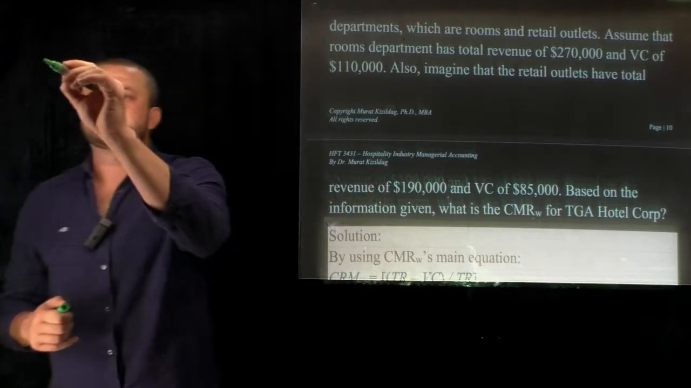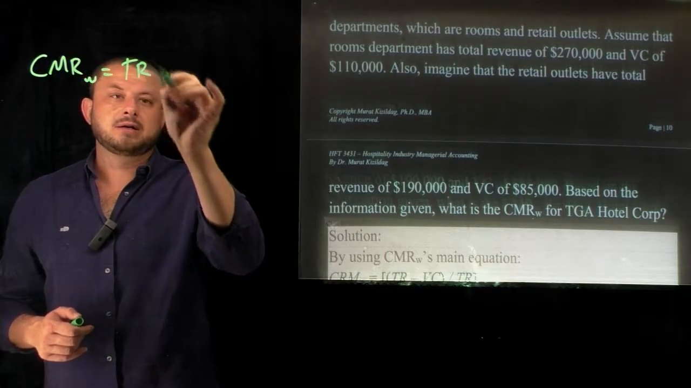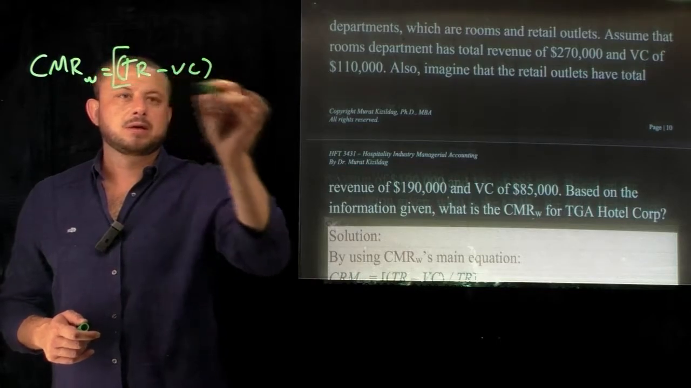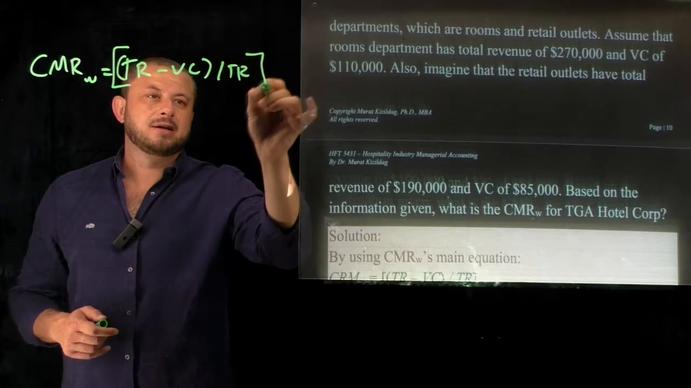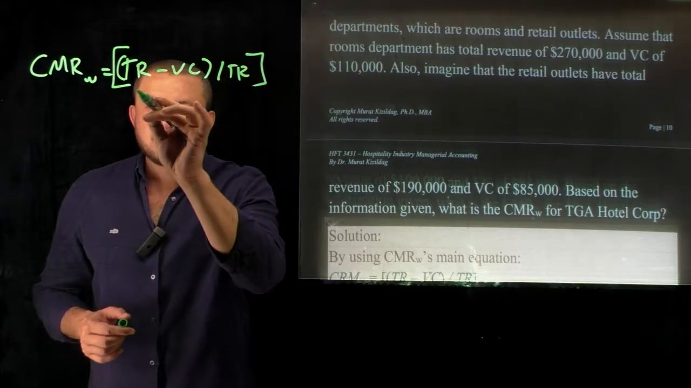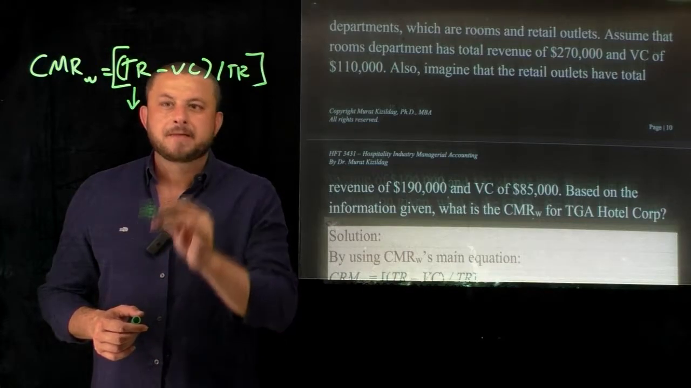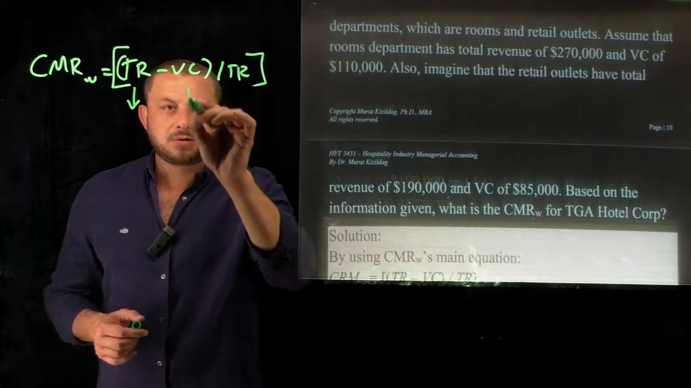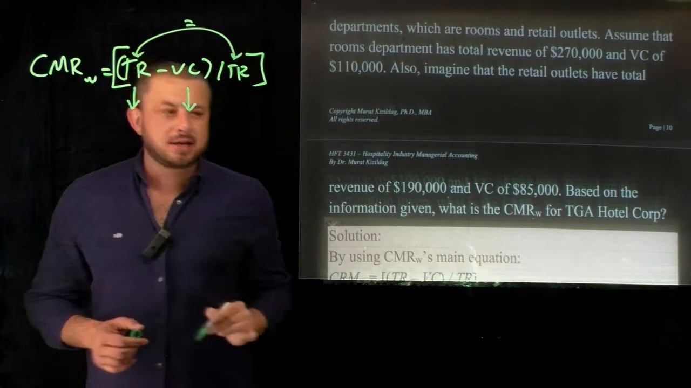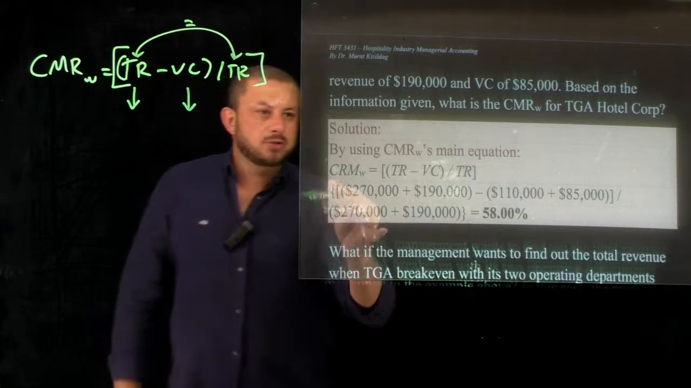Guys, CMRW is equal to TR, okay, minus VC over TR. What we are going to do, since we have two departments, we have to add all the TRs, okay, from rooms and retail department. We will do the same thing for VC, and this guy is the same as this guy anyways. Okay, guys? So take a look at how we do this. Please switch your attention to the lecture notes.